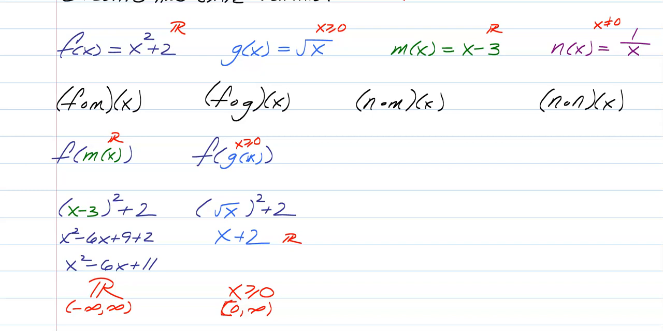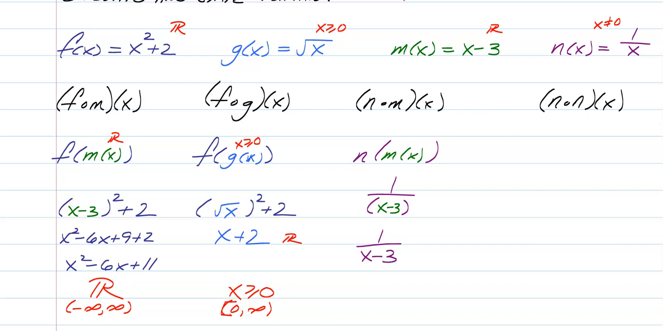Okay, so n is our outside one. So we've got n, and we're going to plug m inside of it. So if we were to take our n, which is 1 over x, it's 1 over parentheses, if you like having a place to put things. And then m of x is x minus 3. That goes inside. And honestly, there is nothing you can do to simplify that. So your final answer is 1 over x minus 3.